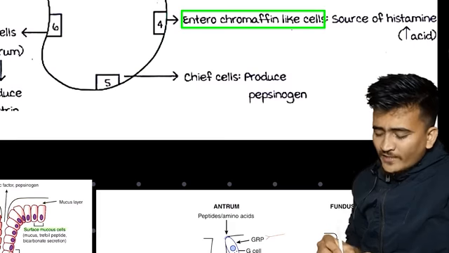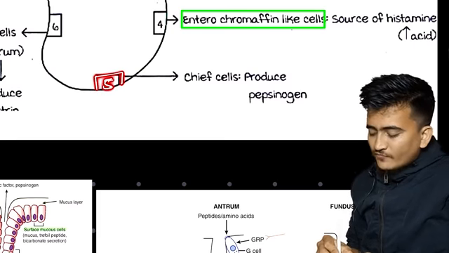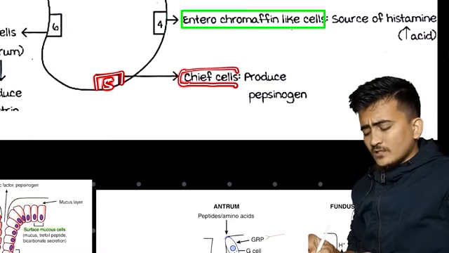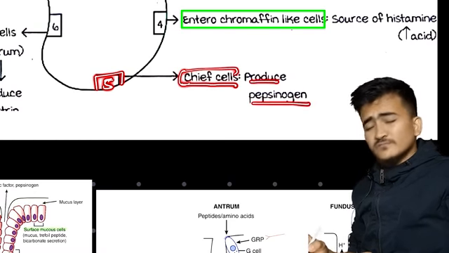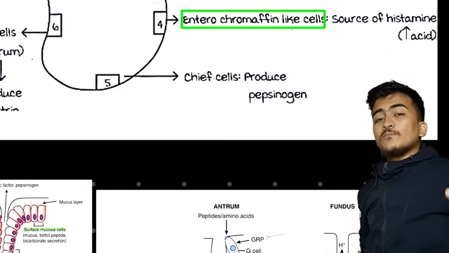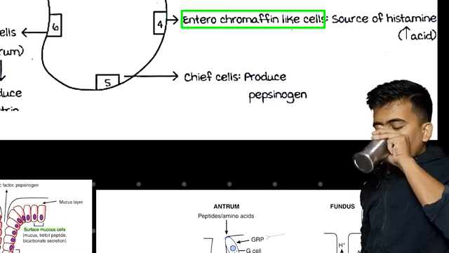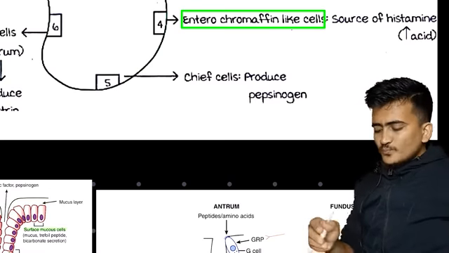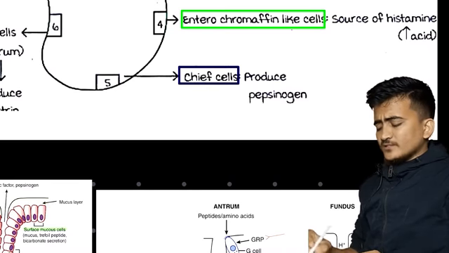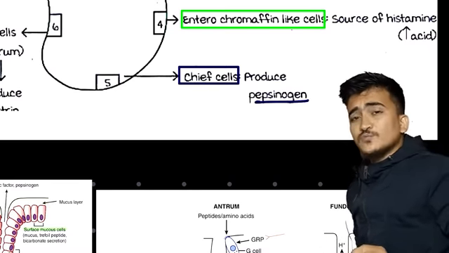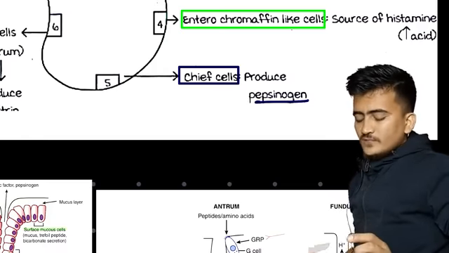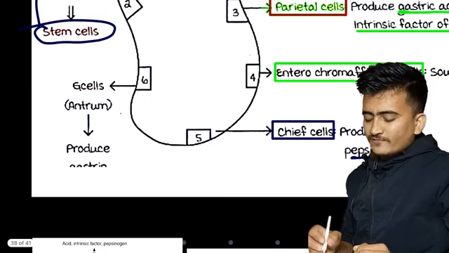So moving further, we have cell number 5. Now what is this cell number 5 doing? What is the name of cell number 5? It is chief cell. Now what is this chief cell doing? It is producing pepsinogen, and you know the pepsinogen will be converted to pepsin for protein digestion, right? This was all about chief cell. It will produce pepsinogen. If anything ends with gen, that means it is an inactive enzyme.